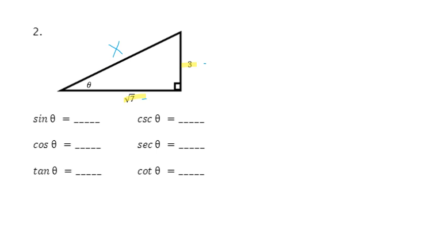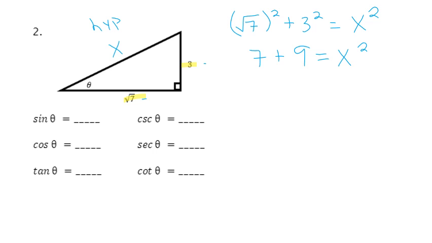So when we go ahead and do this, our hypotenuse goes on a side by itself. And so we have root 7 squared plus 3 squared is equal to x squared. We're going to go ahead and simplify that. So the square root of 7 squared is just 7. 3 squared is 9. We're going to get 16. And then when we take the square root, we're going to get 4. So that hypotenuse is going to be 4.